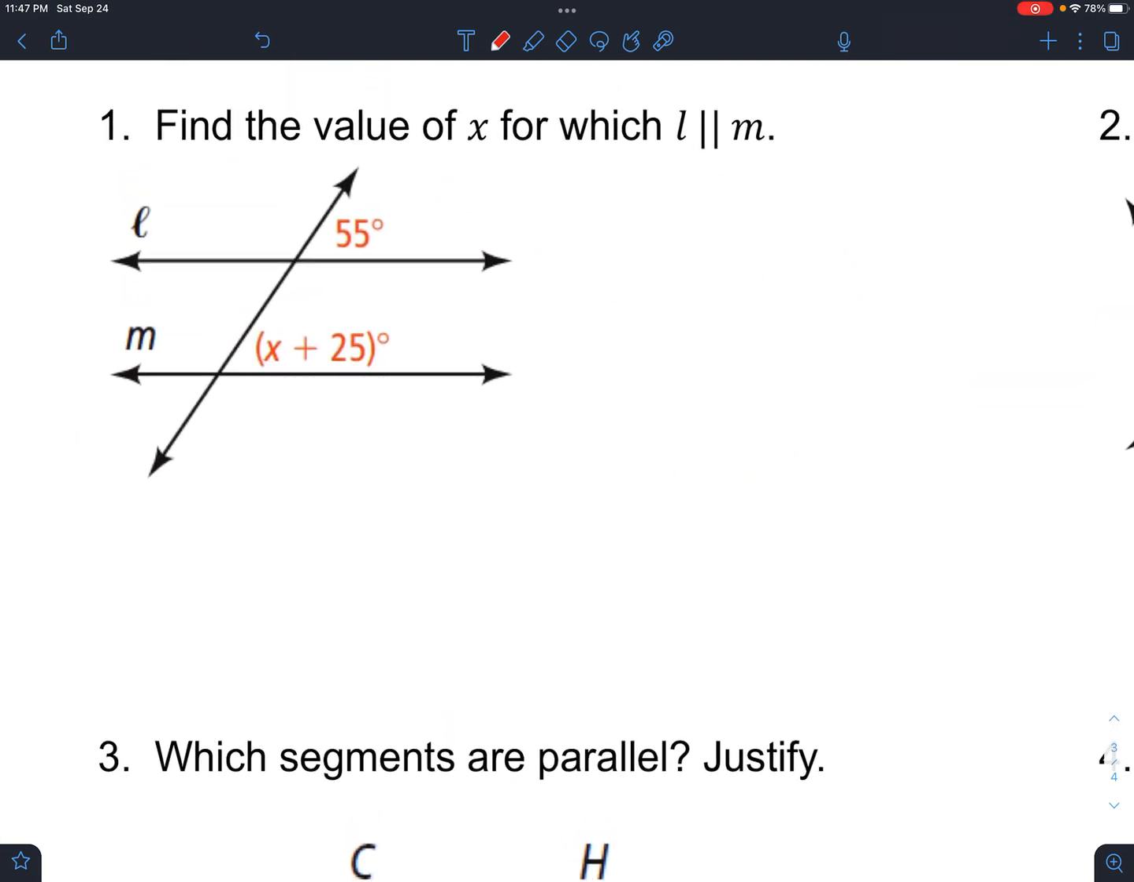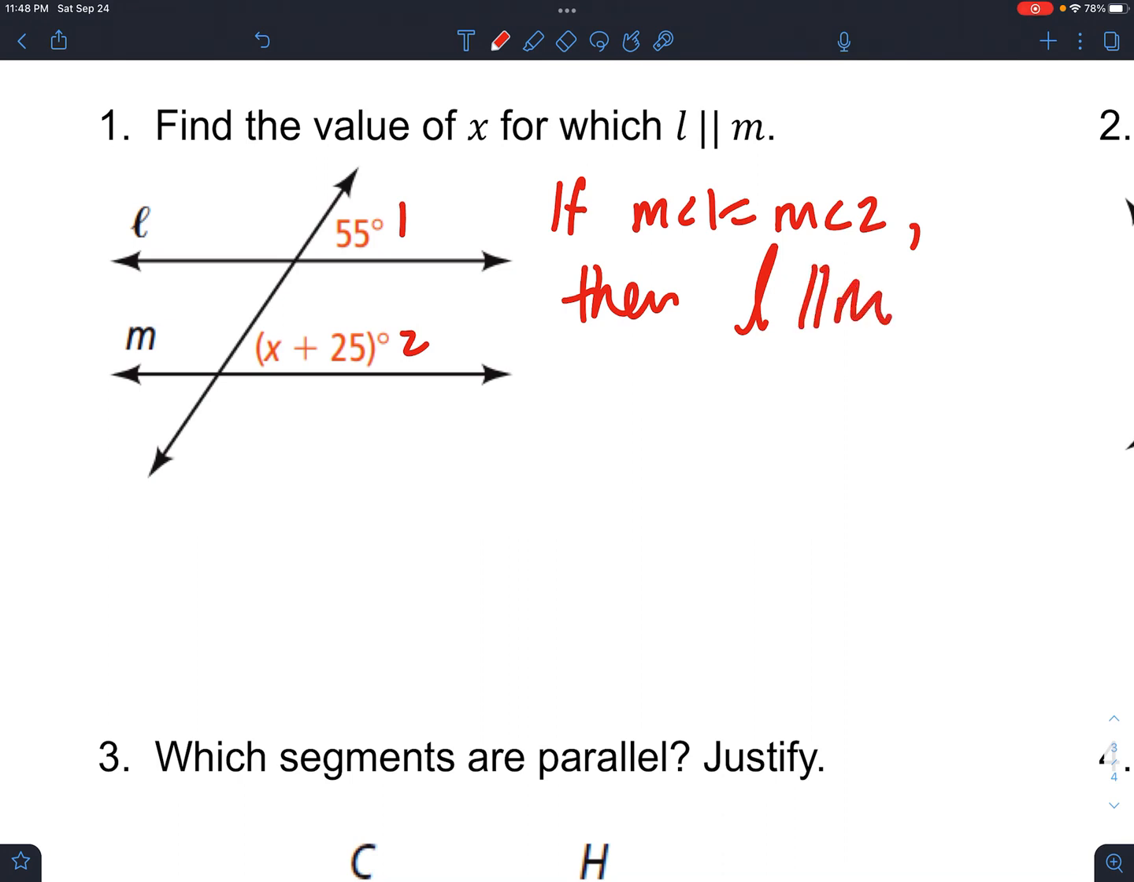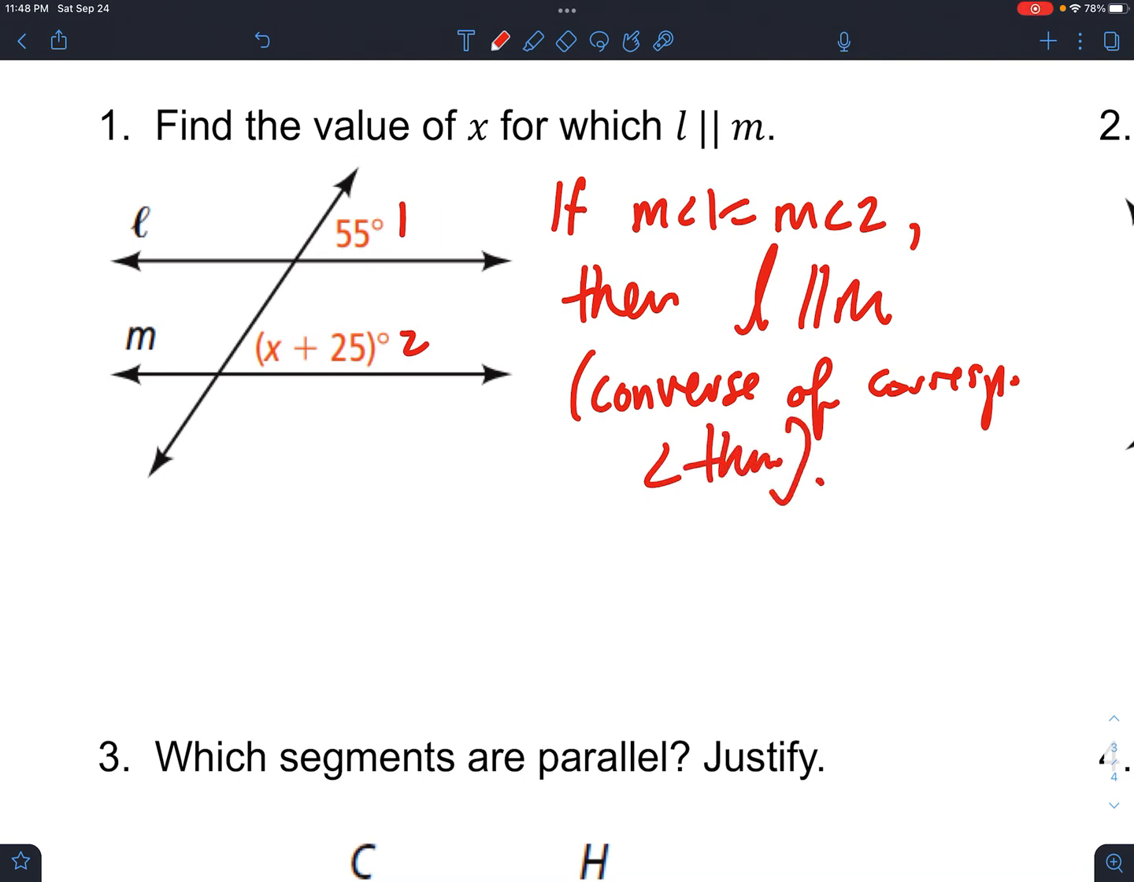All right. So this one says, find a value of x so that the lines are parallel. Well, if angle 1 and angle 2 were equal, then L and M would be parallel because of the converse of the corresponding angle theorem. Right? If those were to match, they'd be corresponding angles that match, which implies parallel lines.